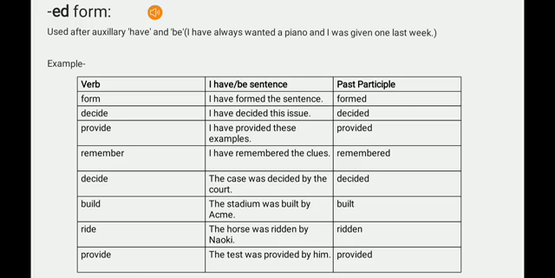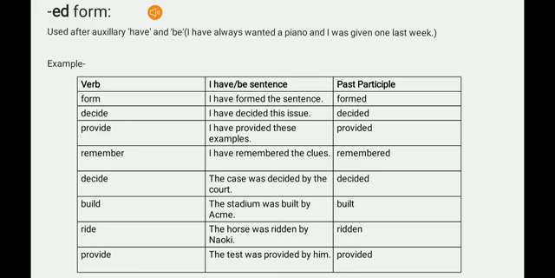Fine. So second, we come to decide. I have decided this issue. Have is the auxiliary. Decided is the past participle. Fine. Then we have the next verb, provide. I have provided these examples. Then the fourth we have, I have remembered the clues. So have is the auxiliary and remembered is again the ed form of verb.